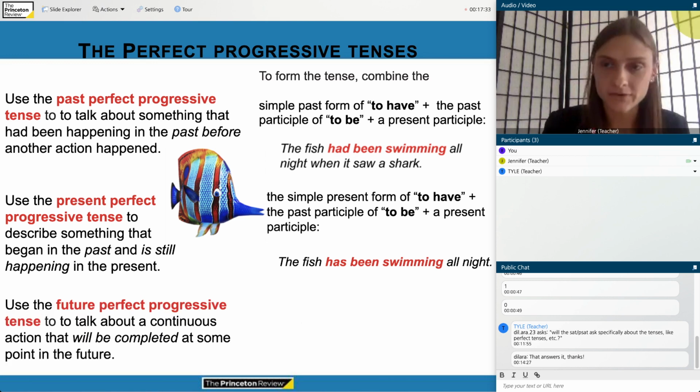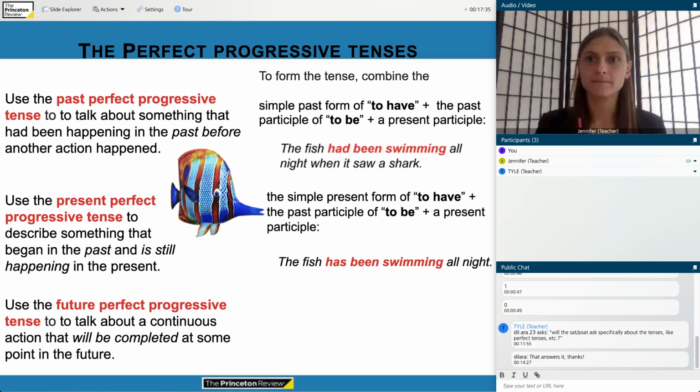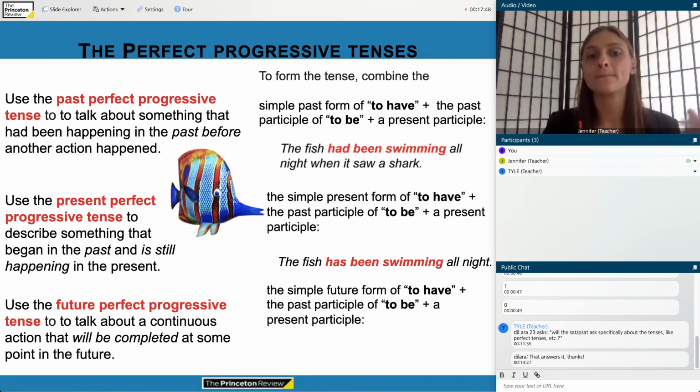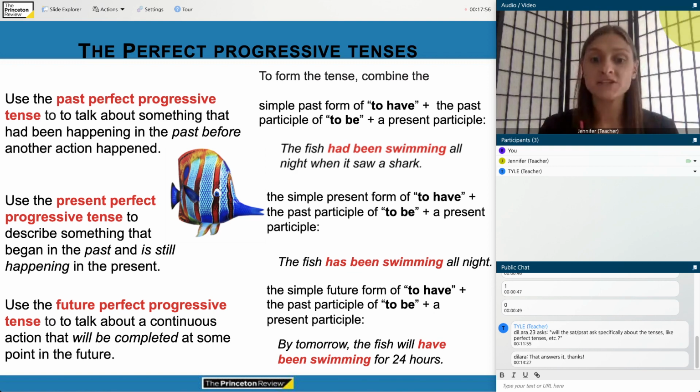So let's look now at our very last tense, the future perfect progressive tense. And we're going to use that to talk about a continuous action that will have been completed at some point in the future. So simple future form of to have plus the past participle of to be and a present participle. So we could say, by tomorrow, the fish will have been swimming for 24 hours. So that is our last of the 12 tenses.